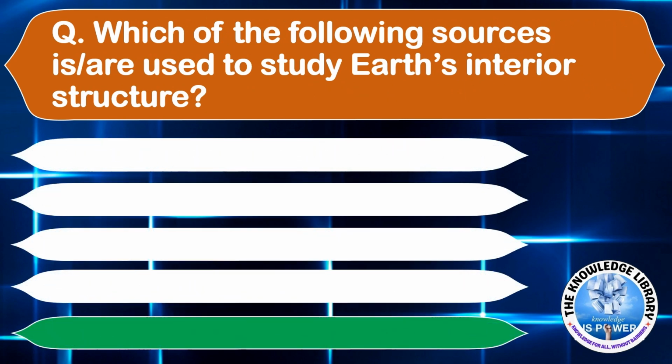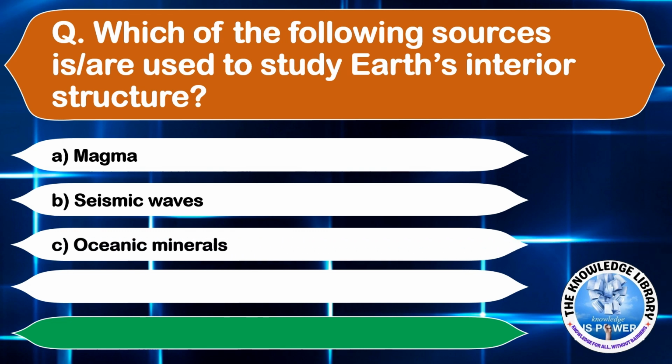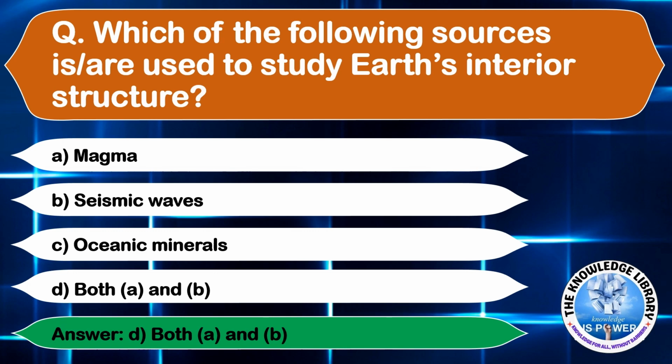Which of the following sources is or are used to study the Earth's interior structure? Option A, magma. Option B, seismic waves. Option C, oceanic minerals. And option D, both A and B. The correct answer is option D, both A and B. Moving on to the next question.